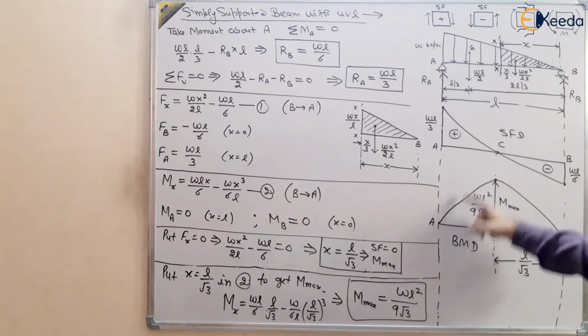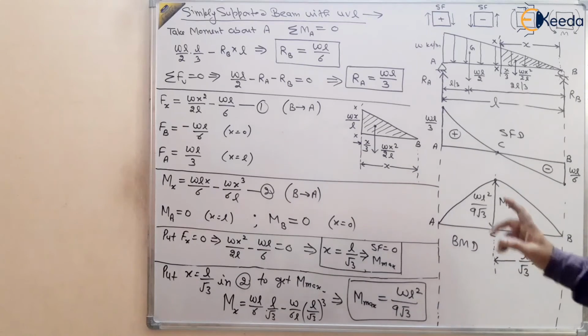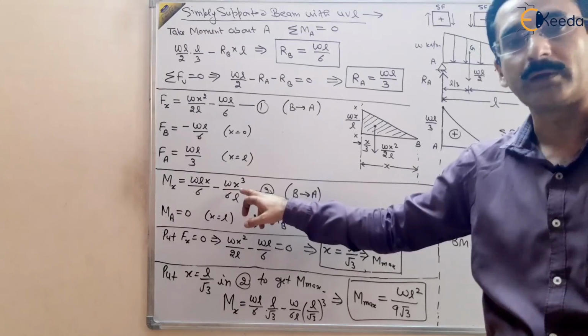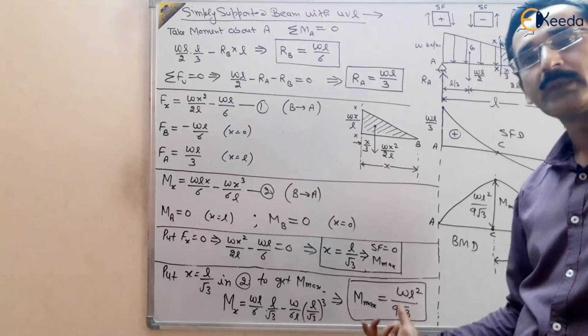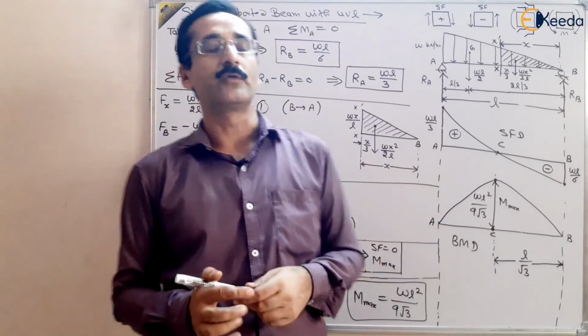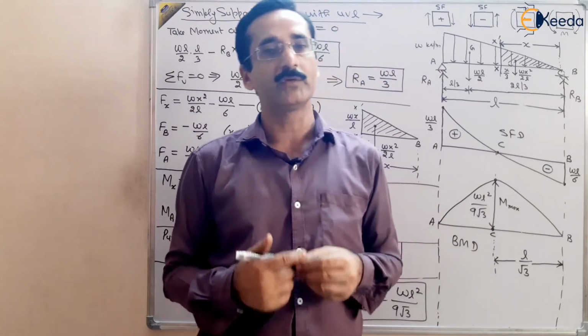And what is the value of the maximum bending moment? We can obtain it by putting x equal to L by root 3 in the equation of bending moment, and whatever bending moment we get will be the maximum bending moment. So this is the case of a simply supported beam with UVL.